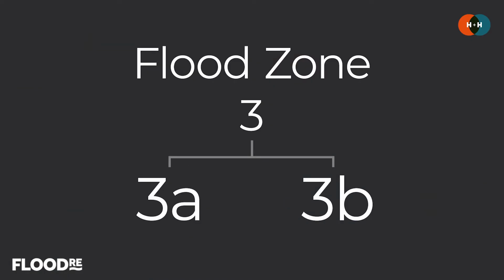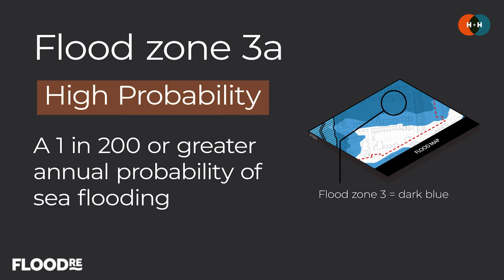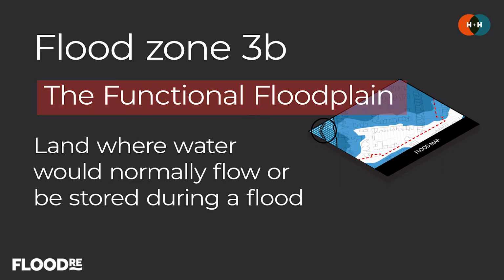And what's crucial to note here is that flood zone 3 is split into 3A and 3B. 3A is used to denote land that's been assessed as having a 1 in 100 or greater annual probability of river flooding, or a 1 in 200 or greater annual probability of sea flooding. And lastly, we have flood zone 3B, known as the functional floodplain. And this is used to define land where water would normally flow or be stored during a flood event.